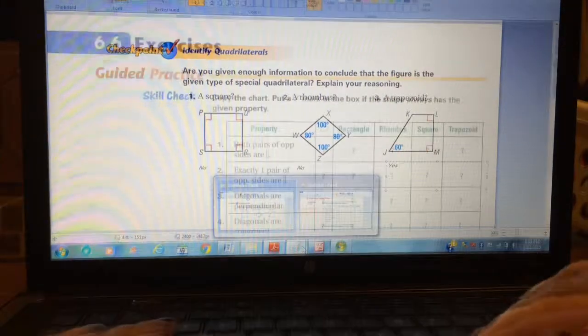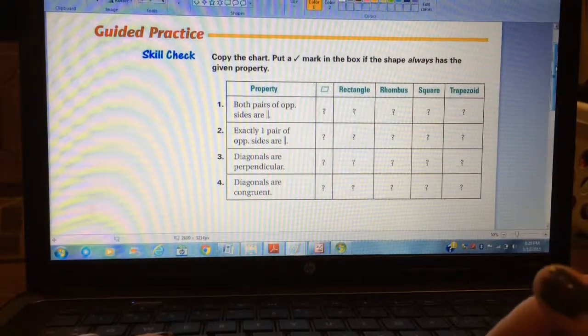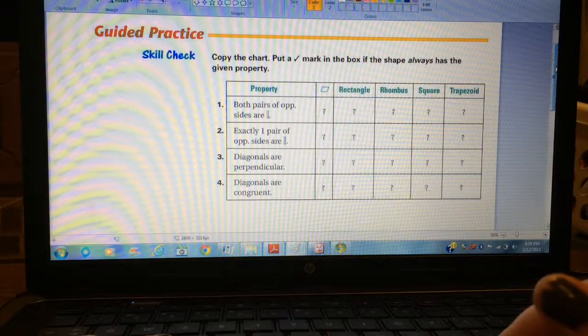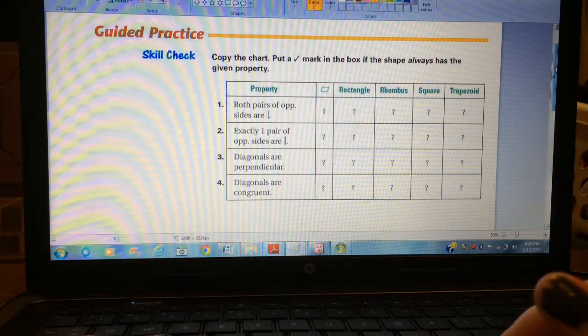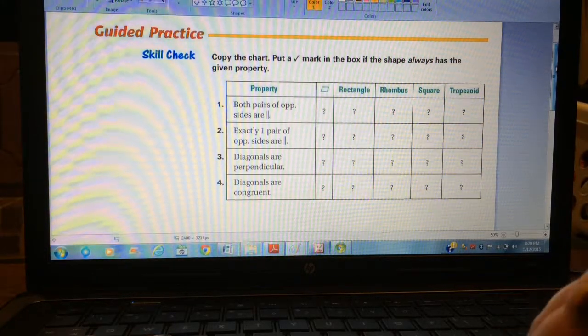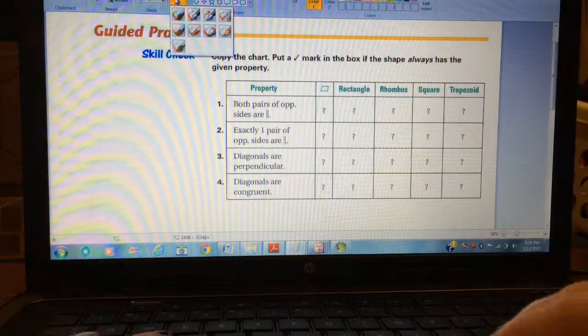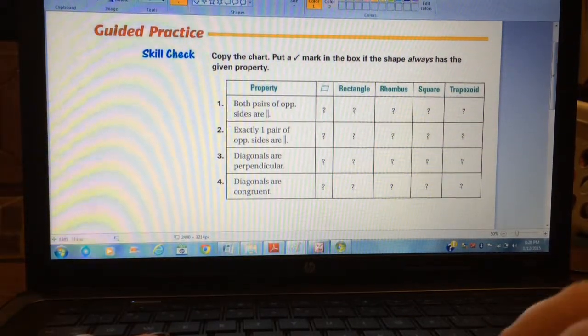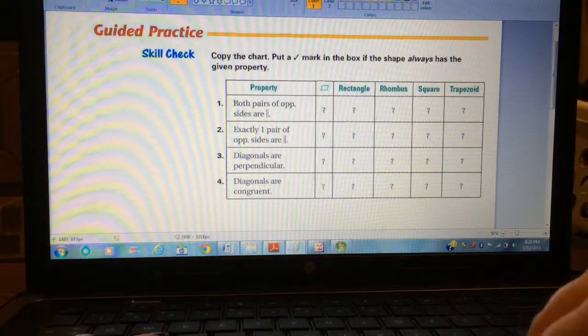All right, so one more page, 339, and there's just a little checklist. And so they want us to put in a check mark if the shape always has the given property. So I'll find some ink. Let's use orange for Orange Out Day.